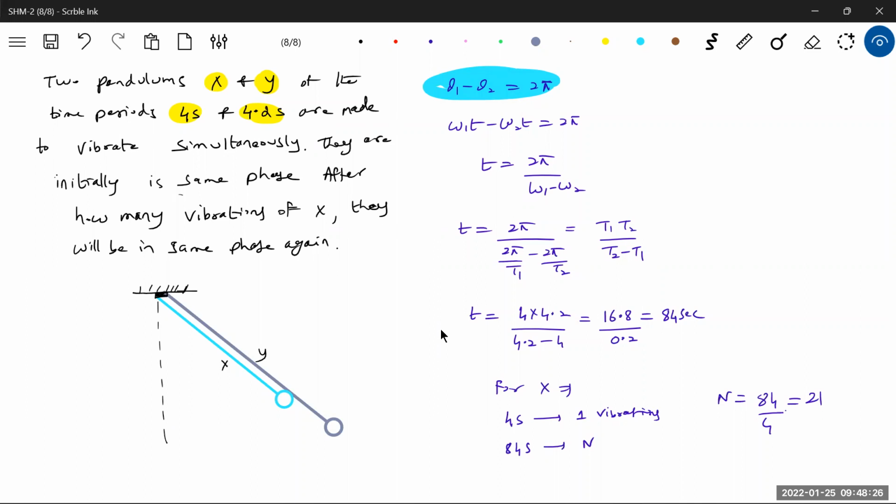Any doubt you can clarify? Anybody having doubt, you can clarify.